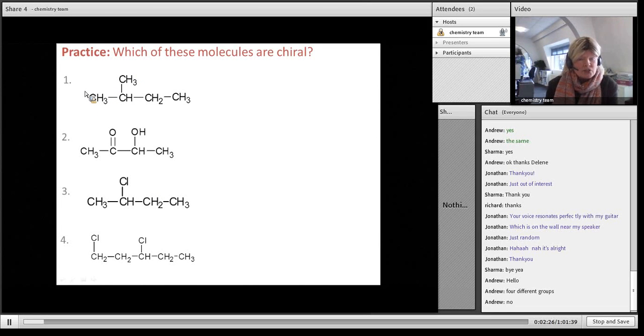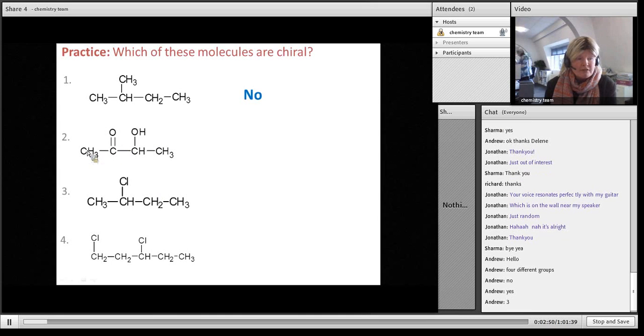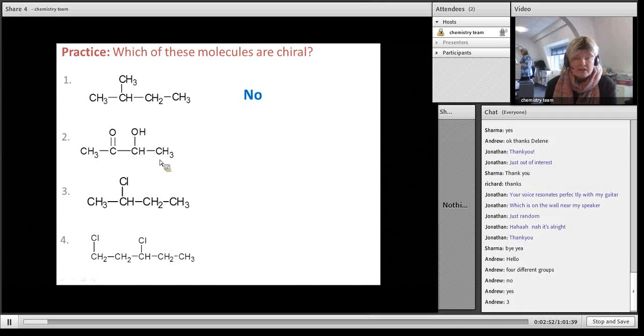What about number 2? Is that chiral or not? So that was no for the first one, and yes it is. And think of identifying which one it is. Now you'll have to start numbering from the left because the ketone is higher than a hydroxy group. So it's 1, 2, 3, 4. It's carbon number 3. Correct.